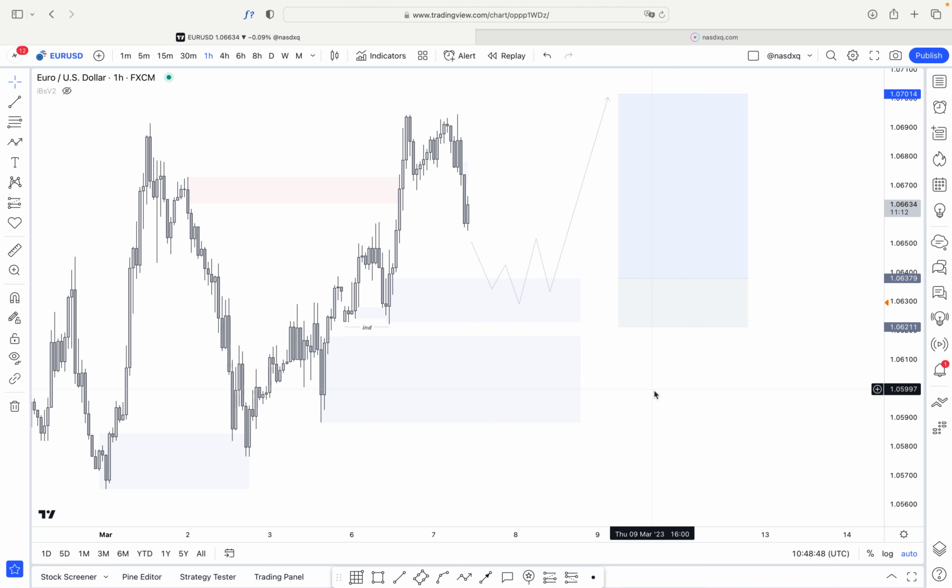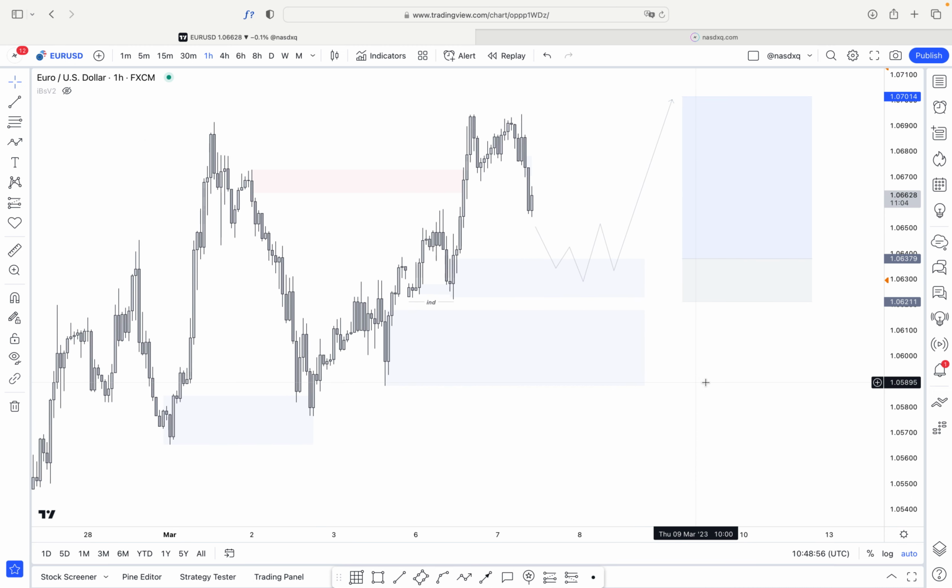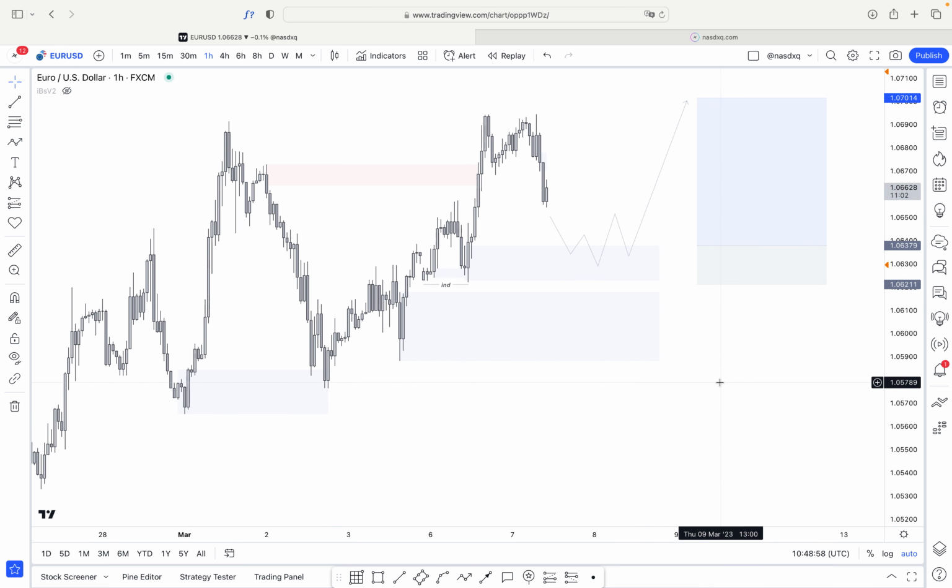Okay, and obviously that happens too. There's nothing wrong with that either. But basically, that is what inducement is. It's there to trap you.